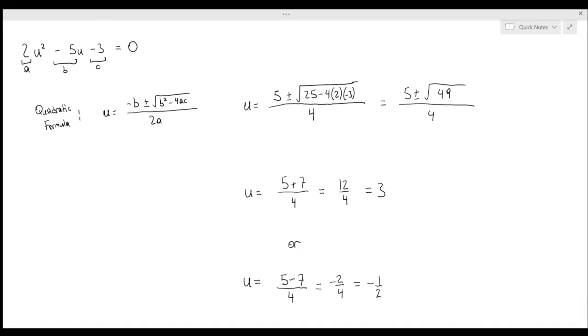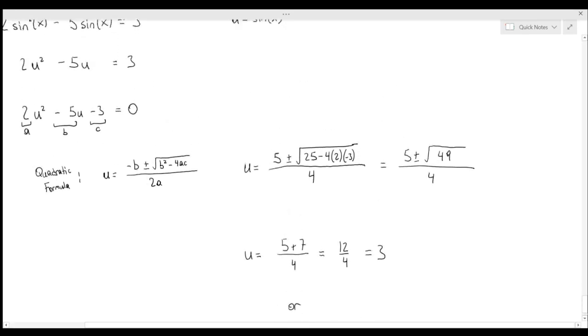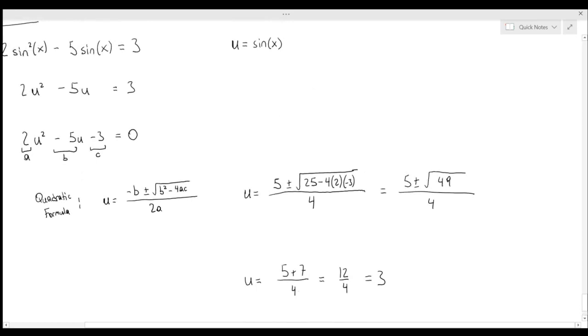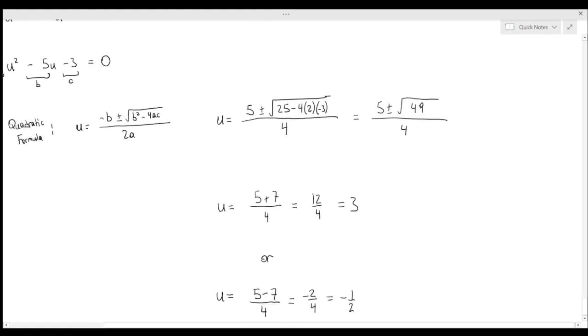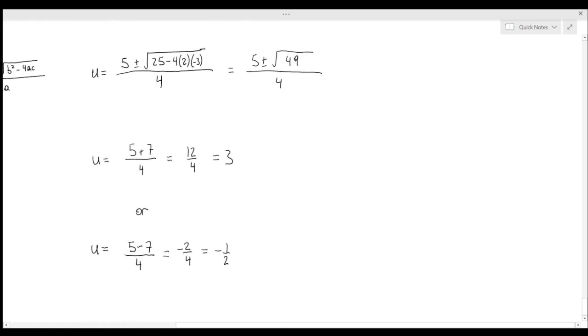Okay, so from that, we solved for u in the quadratic equation. But remember that u was equal to the sine of x. That's what it originally was. So from this, we have either u is equal to 3 or u is equal to negative 1/2. So I'm just going to replace u with sine of x. So either sine x equals 3 or sine of x is negative 1/2.